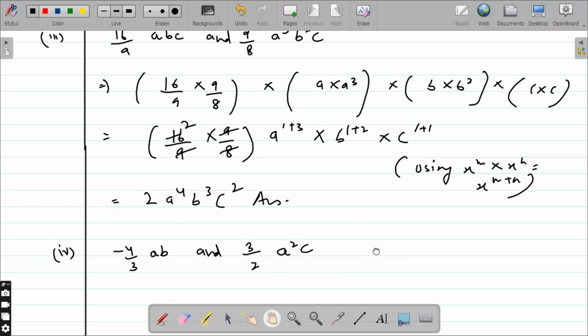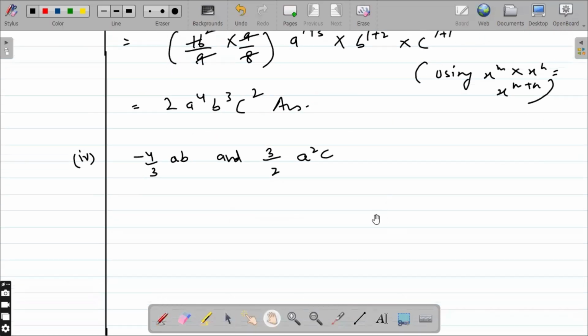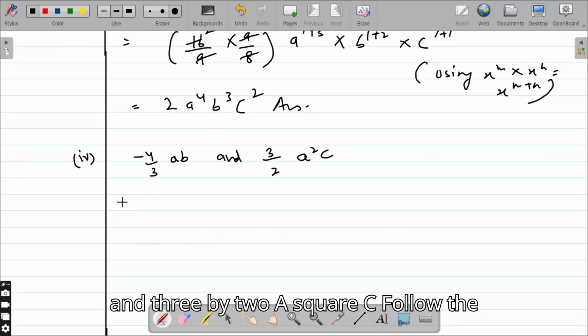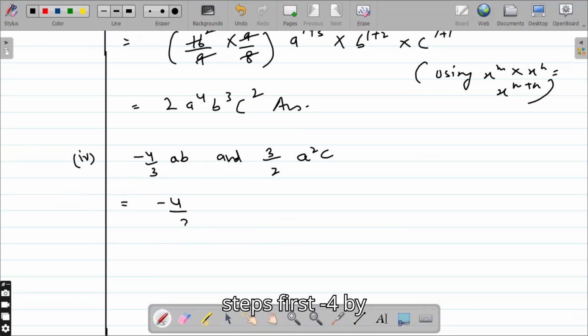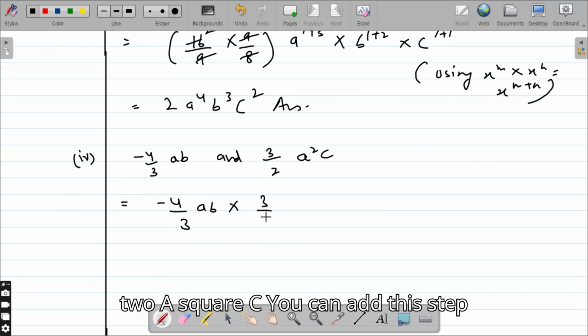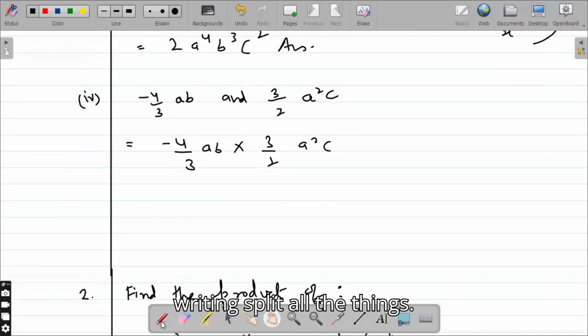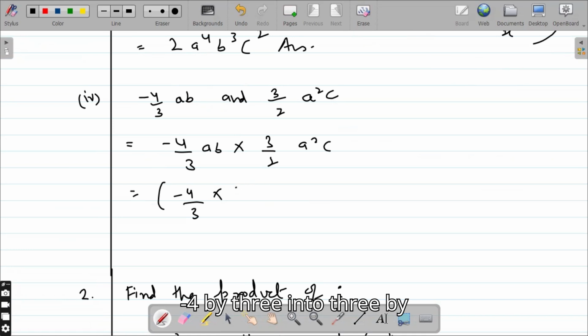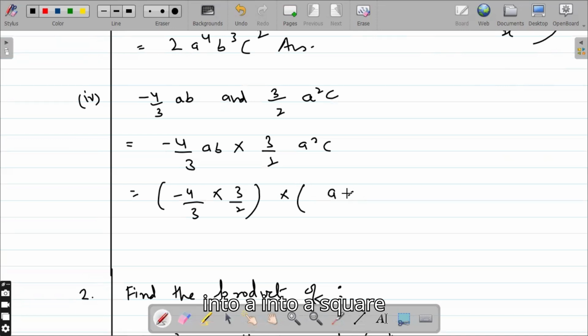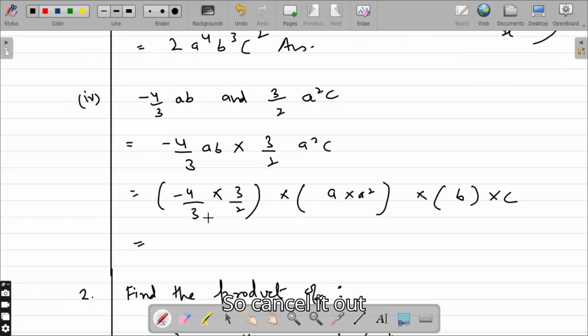Let's move further. Fourth part is minus 4 by 3 ab and 3 by 2 a square c. Follow the steps. First, minus 4 by 3 ab and 3 by 2 a square c. You can add this step also. In our next step, we'll be writing: split all the things. Minus 4 by 3 into 3 by 2 into a square into b into c. So cancel it out.